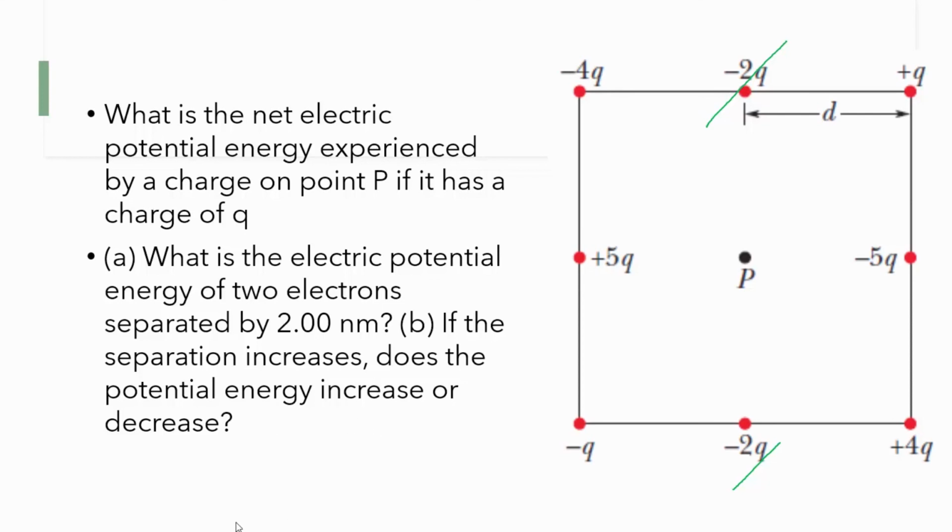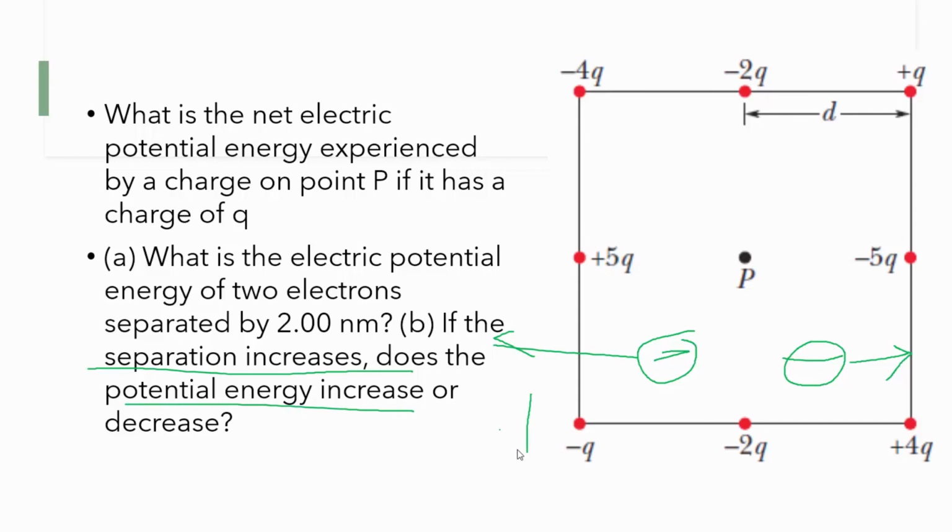Ito, feel ko lalabas. What is the net electric potential energy by two electrons separated by 2 nanometers? If the separation increases, does the potential energy increase or decrease? Okay, 2 electrons. Since same charges sila, ang tendency nila is to move away from each other. If the separation increases, which is yung tendency, does potential energy increase or decrease? Ang sagot is decrease. Kasi, ayan, if charges go to where they would normally go, kung ano yung tendency nila, ang sagot is decrease lagi.